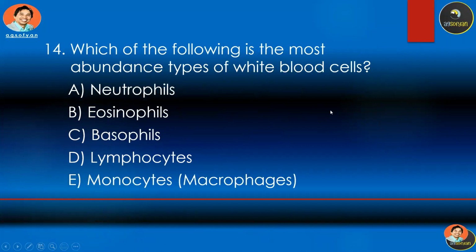Which of the following is the most abundant type of white blood cell? A, B, C, D, or E? Okay, remember in the lecture, I told you how to memorize the sequence of white blood cells from the most abundant one to the least abundant one, which is never let monkey eat banana. So the most abundant one will start with N, which is neutrophils.